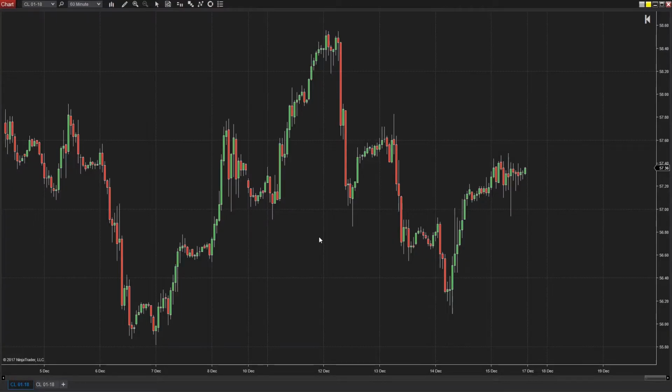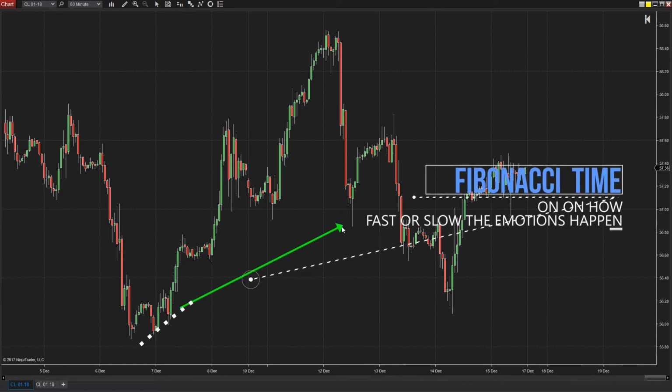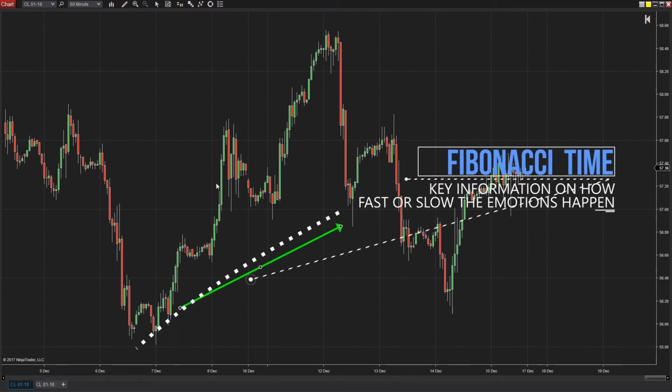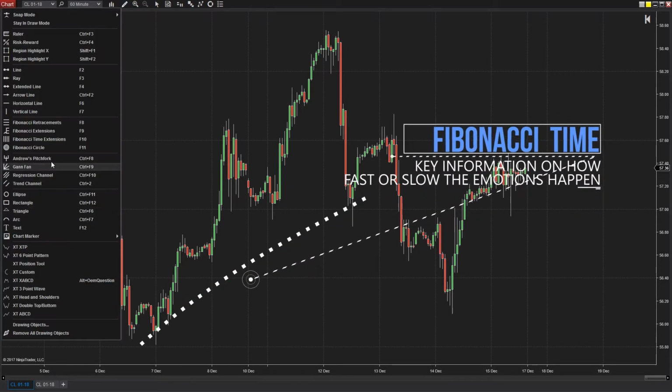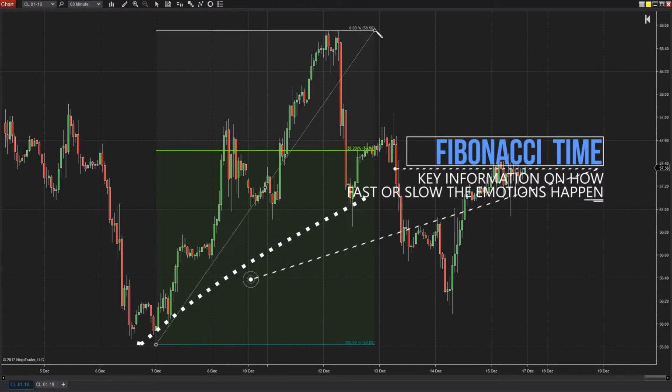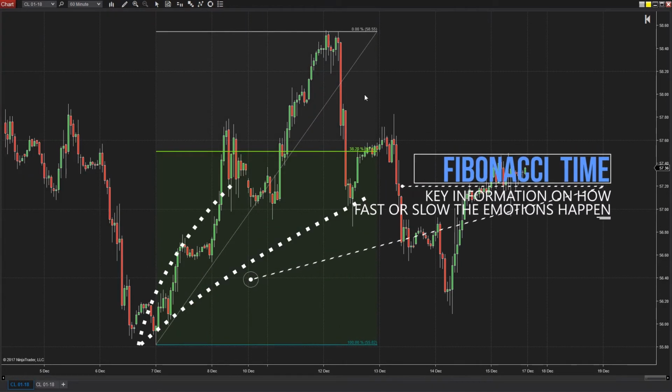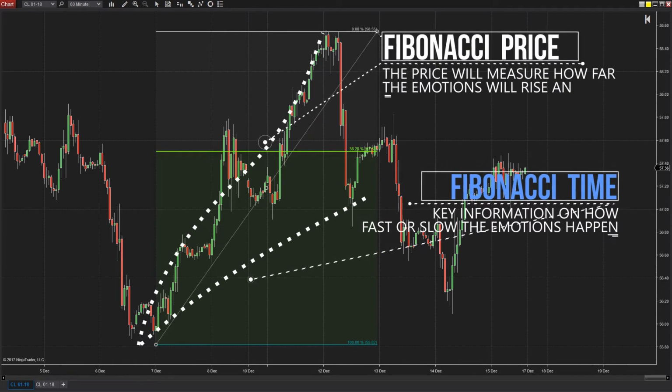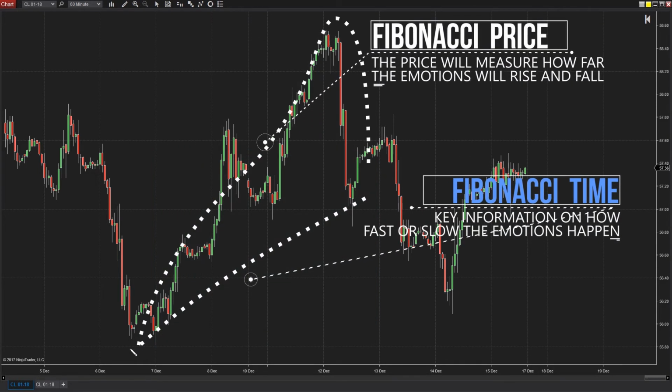So what is an XABCD pattern? An XABCD pattern is based off of human emotions. So how far up or down does it make price go? But also, and more importantly, how long does it take to make that price go up or down? Because that's all going to be based off of human emotions. So we measure that by using Fibonacci measurements, and we're using those measurements to keep the shape of the pattern and that identification consistent. And again, it's both measuring the price and how long it takes the time to get from one point to another.